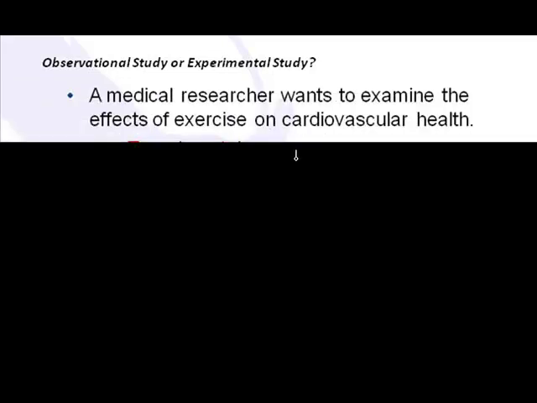Tell me, are these experimental or observational studies? A medical researcher wants to examine the effects of exercise on cardiovascular health. Could there be control and experimental groups? Yes, it's medicine. It's experimental.